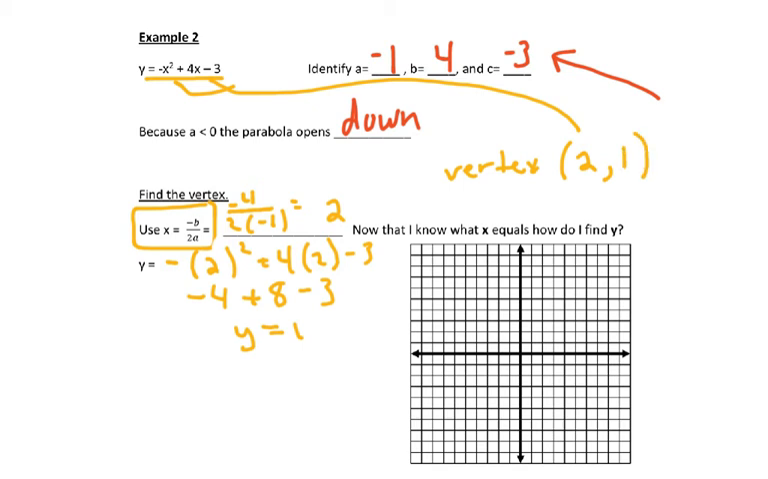So now that I plug this back in, you can see I just found the vertex of this graph. So the vertex is going to be at 2, 1. I'm going to go ahead and place it on 2, 1, on the graph. And then I'm going to write up this table, x and y, and I just found 2, 1. That was my vertex point. Okay, so my vertex I now know is 2, 1.